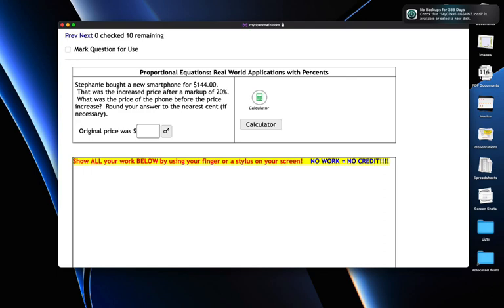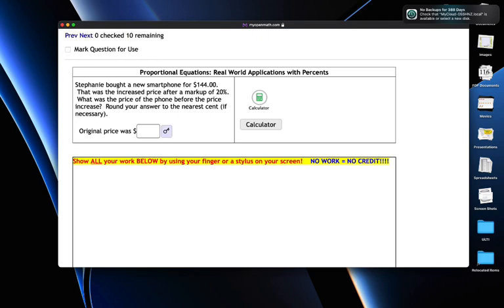In this problem, Stephanie bought a new smartphone for $144. That was the increased price after a markup of 20%. Now remember, stores, when they buy something from a different company, they have to mark it up so that they can actually make a profit. So we're trying to figure out what the price of the phone was before the percent increase.